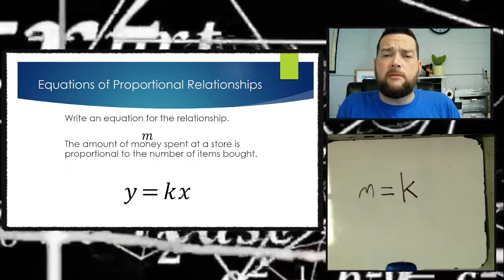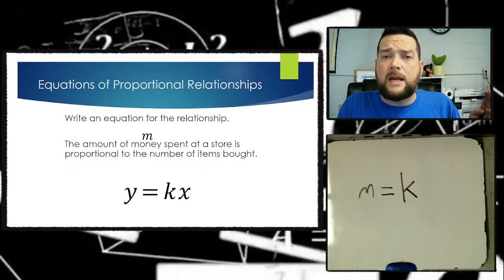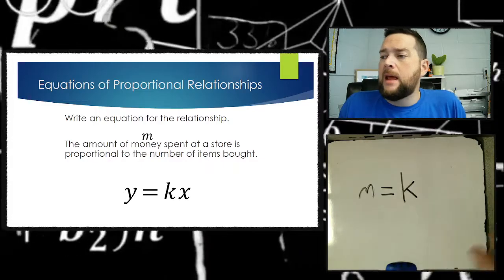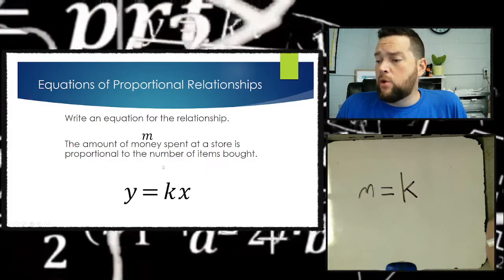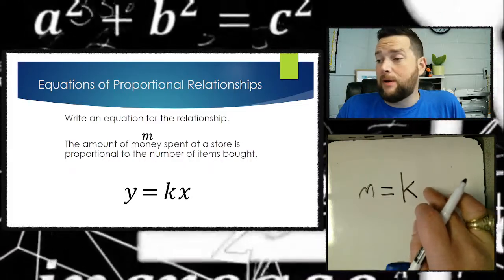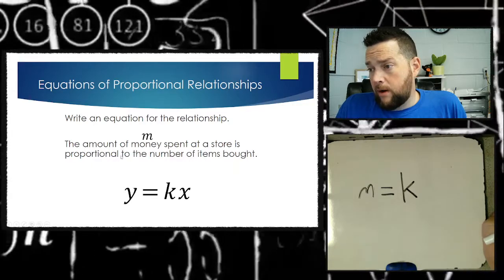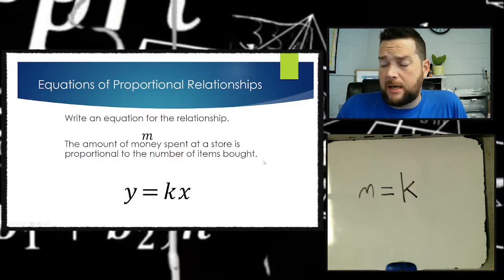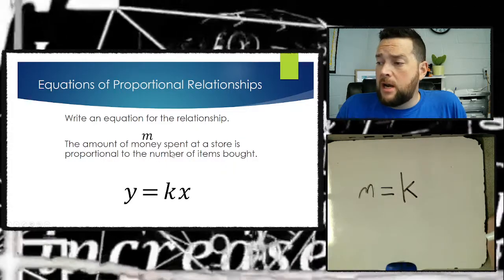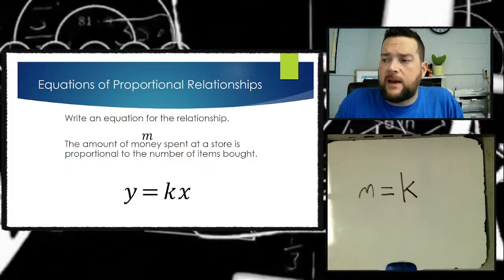The total amount of money that's being spent is going to be directly affected by how many items we're buying. Now, what comes after the words "is proportional to" is going to be our independent variable, which is going to represent the number of items bought. So however many items are bought is going to affect the total amount spent.